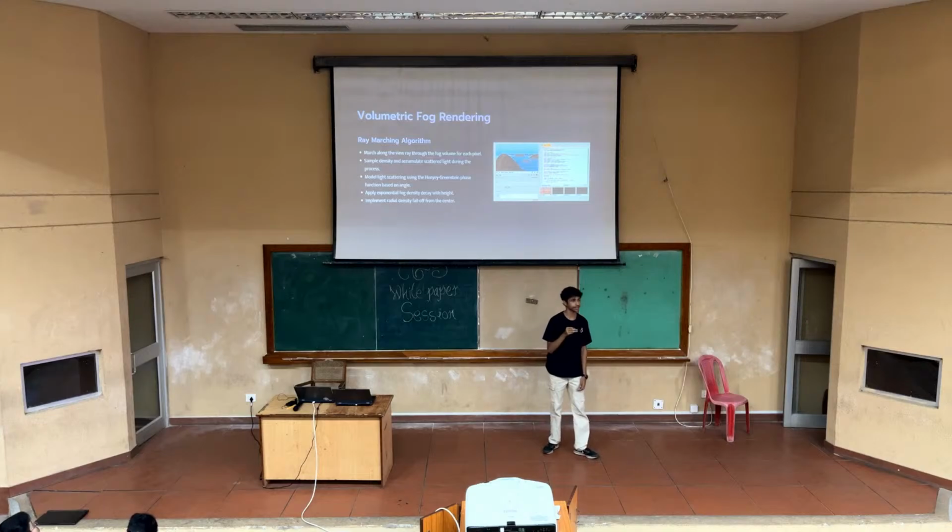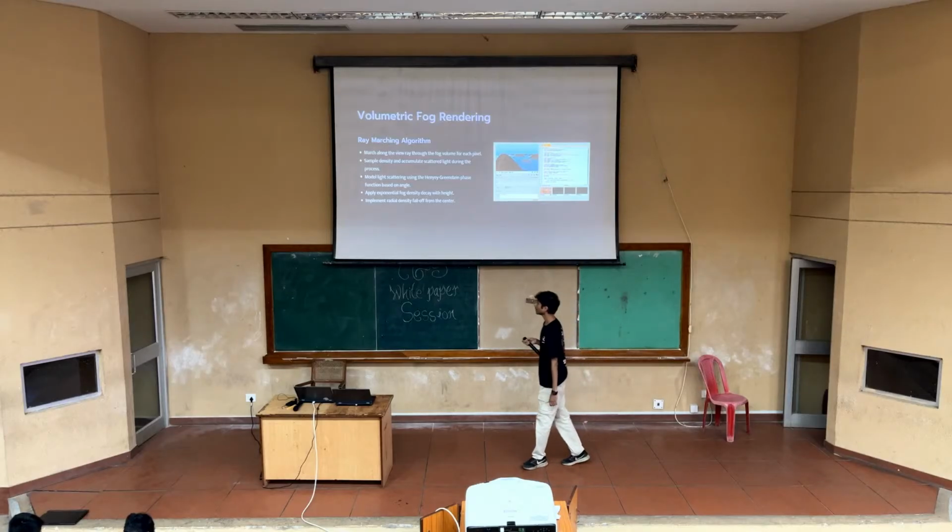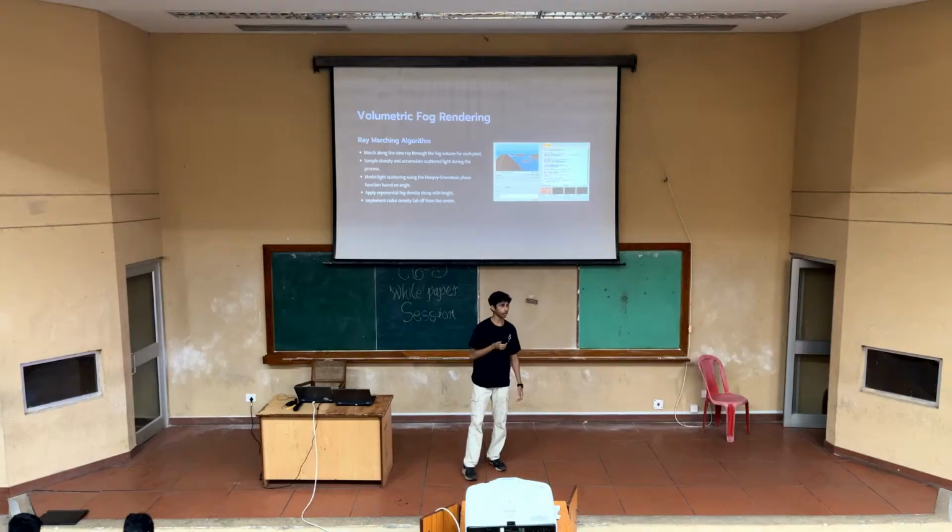these objects, it gets scattered. And for this we use the Henyey-Greenstein phase function. After this, I applied exponential fog density in the y direction, and a radial density falloff from the center.